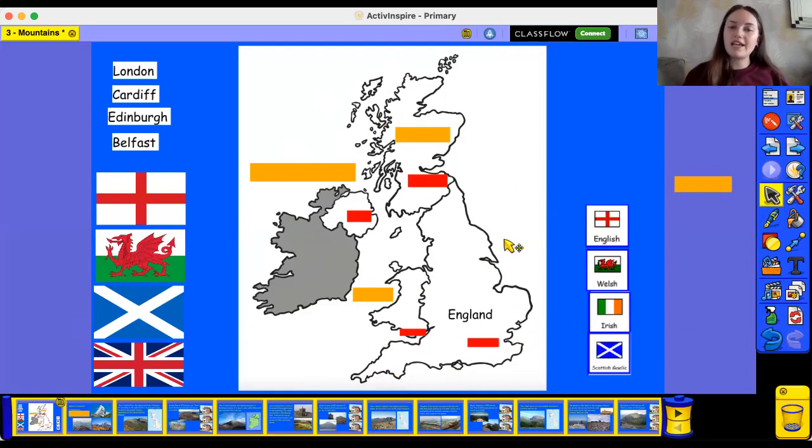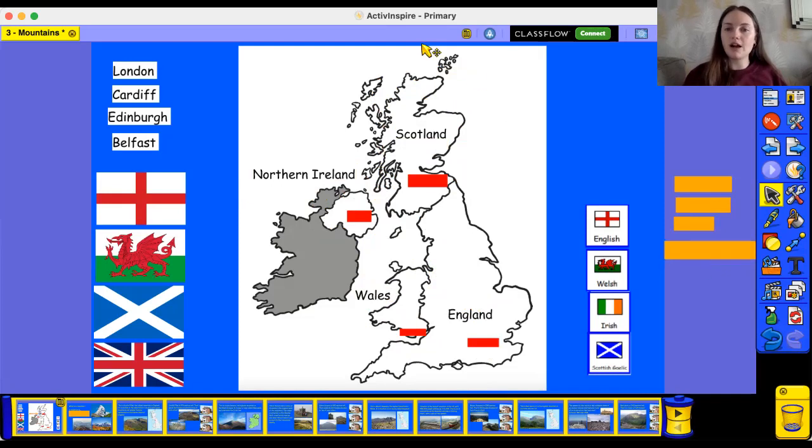Okay, so this one is England. What is the next biggest one? This one here above England. Fantastic, it's Scotland. Well done. And what's this smaller one here next to England? What's that one called? Fantastic, it's Wales. Well done. And the last one, this smallest one here that's off on its own. Northern Ireland. Brilliant start. Well done.